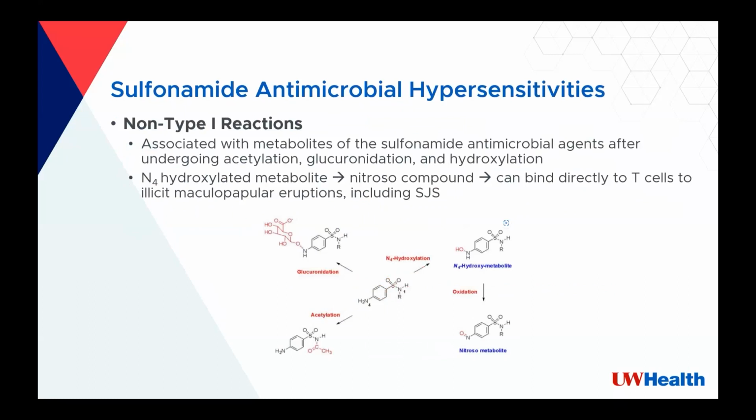Our non-type 1 reactions are typically associated with metabolites of the sulfonamide antimicrobial agents after they undergo either acetylation, glucuronidation, or hydroxylation. And stay with me for this next part because there's a little bit of organic chemistry flashbacks. The N4 hydroxylated metabolite becomes what is called the nitroso compound or metabolite, which is in that diagram, the bottom right. And this nitroso compound can then undergo reduction utilizing glutathione, or it can become acetylated using the NAT2 enzyme. And I just wanted to point that out because patients who are slow acetylator phenotypes or have glutathione deficiencies may be at a higher risk or predisposed to experience non-type 1 hypersensitivity reactions just due to their decreased ability to metabolize.